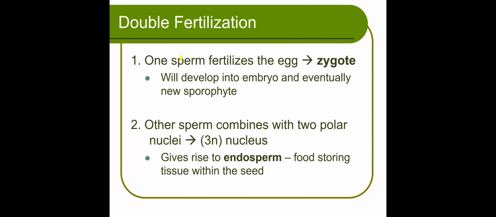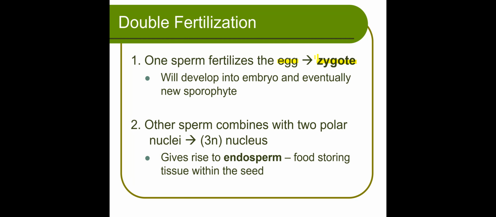So once again, one of those sperm is going to fertilize the egg. Okay, so there's 2 sperm in that pollen grain. One fertilizes the egg. That is going to form a diploid zygote. This zygote is what is going to undergo cell division, and that will become the new sporophyte. So for angiosperms, this is going to become the new plant. So when we see the grass growing out of the ground, when we see the flower, when we see the tree, that's what we're looking at as the sporophyte.